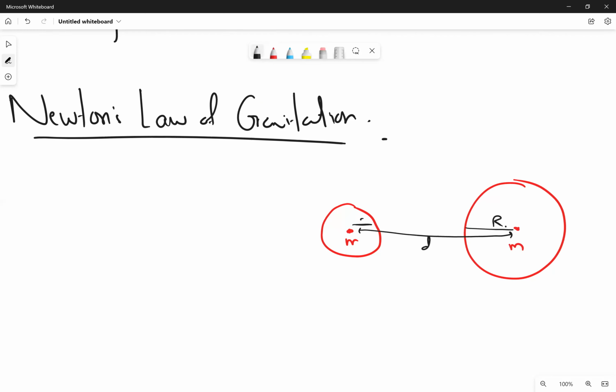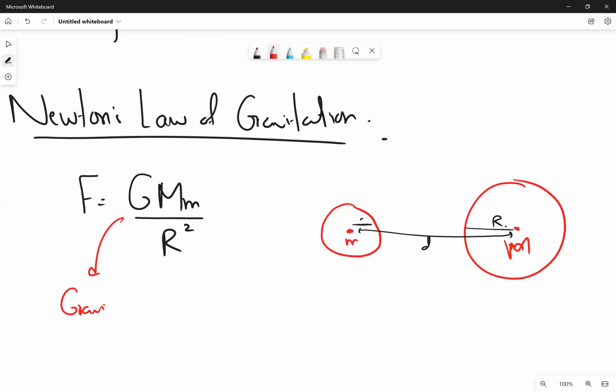And considering the bigger mass is capital M, this is small m. So the force of gravity between these two masses, obviously there's a force of attraction between these two masses because of their point masses. That particular force can be represented through this equation, F equals GMm over r squared. Now this G is the gravitational constant.